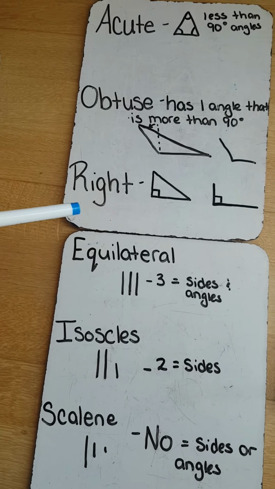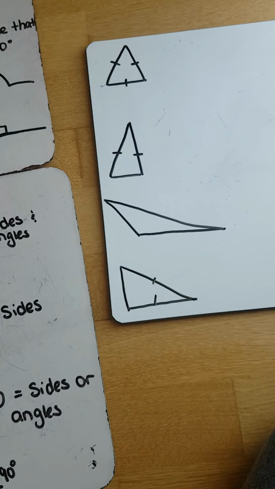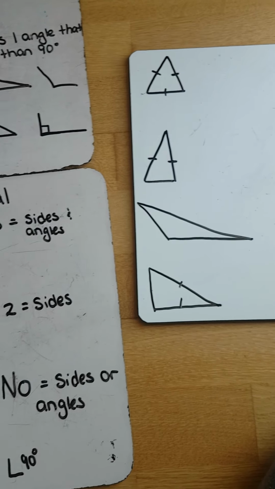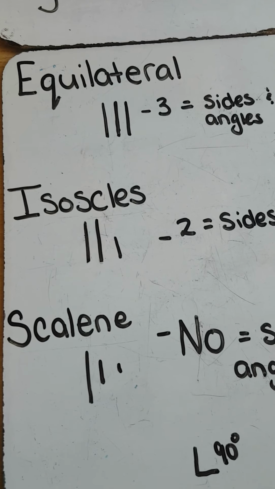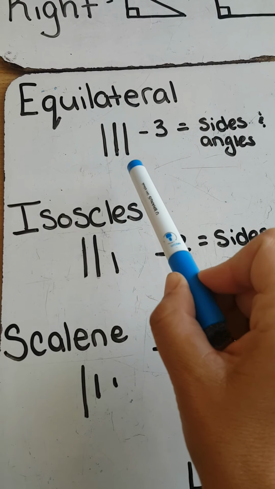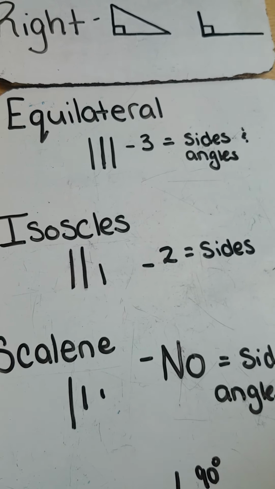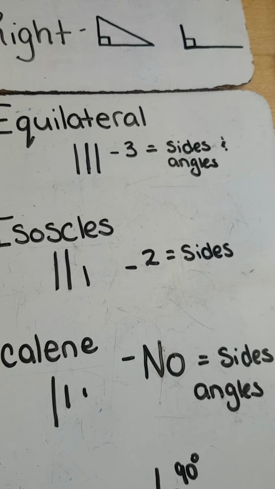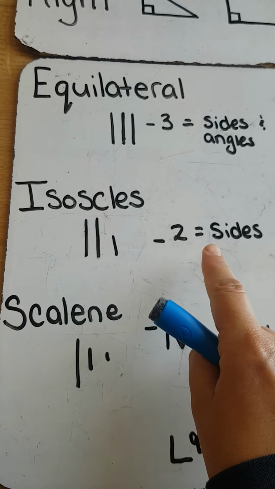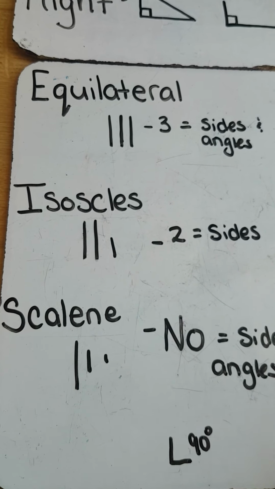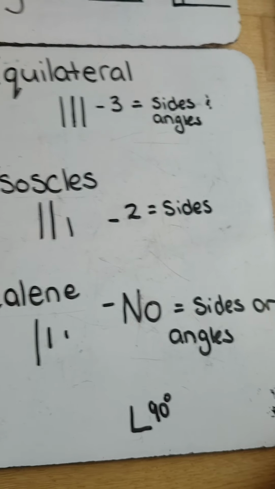You will combine the words on this board with the words on this board to describe each of these triangles. But let's not get ahead of ourselves. Let's first look at these 3 words. Equilateral means it has 3 equal sides. Meaning if I took all the sides off of my triangle, it would have 3 equal sides and 3 equal angles. An isosceles means it has 2 sides that are equal and 1 side that is not. And scalene means none of them are equal.